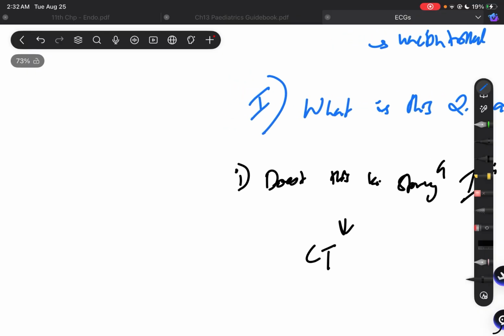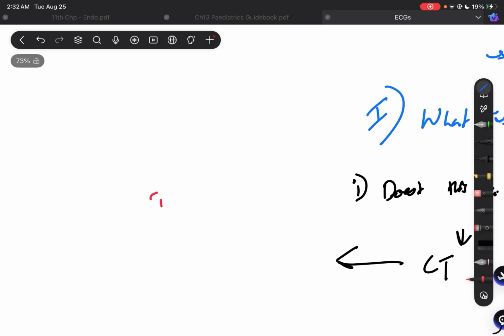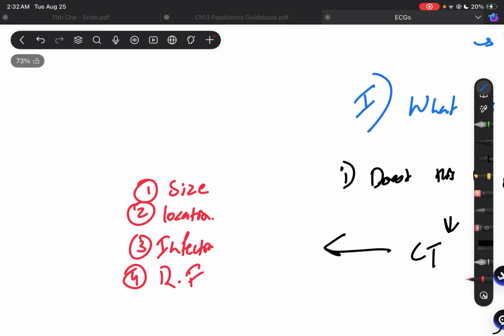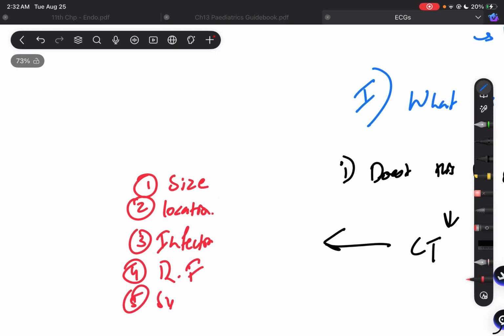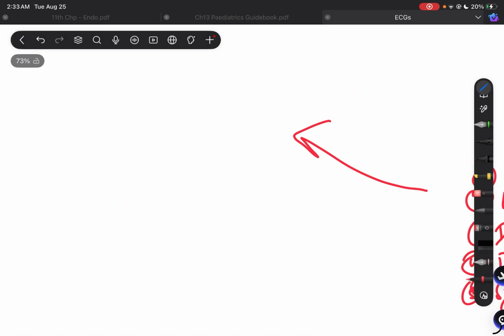And there are a few factors that we'll always have to consider for kidney stones for all of the questions, and this is a systematic approach that you can use. The first one is going to be the size of the stone, then we have the location, and then we have if the patient has an infection, then renal function, then if there are symptom controls or no.